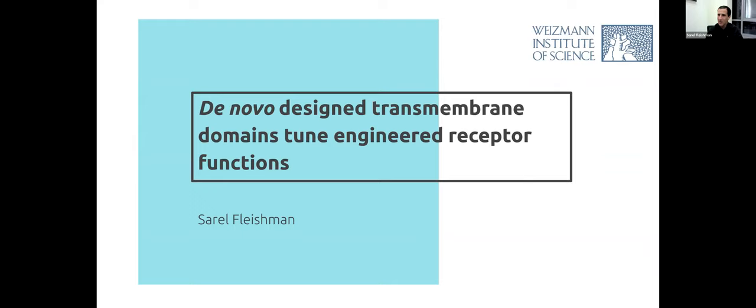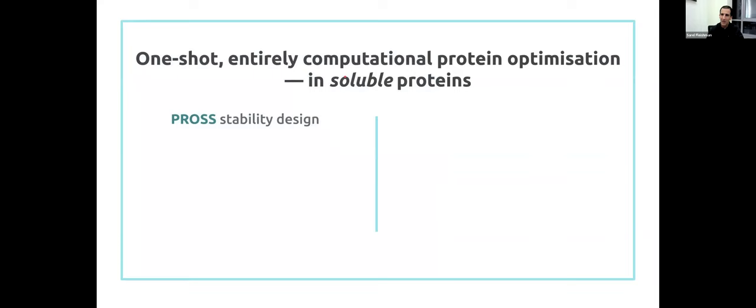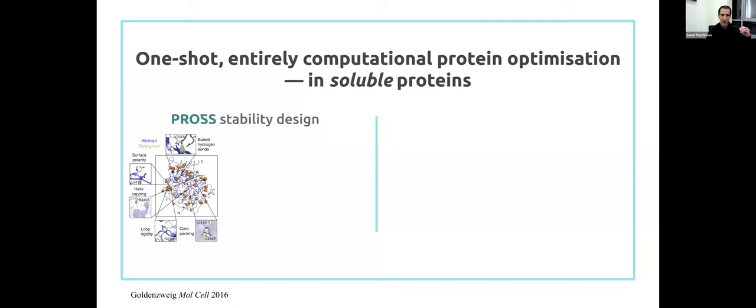I'll give this as a brief background. The main effort in the lab is on soluble proteins. Over the past few years, we've developed methods that allow us to optimize proteins, even in cases that were considered intractable in the past. For instance, we have a method called PROSS, accessible by web server, which allows us and others around the world to design more stable soluble proteins by introducing many mutations throughout the protein while maintaining the primary activity of the protein, either binder or enzyme.